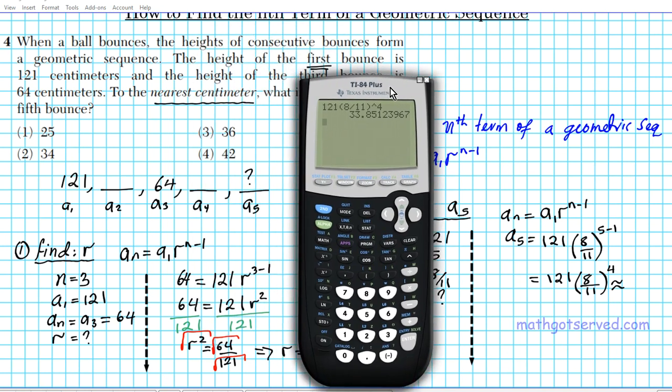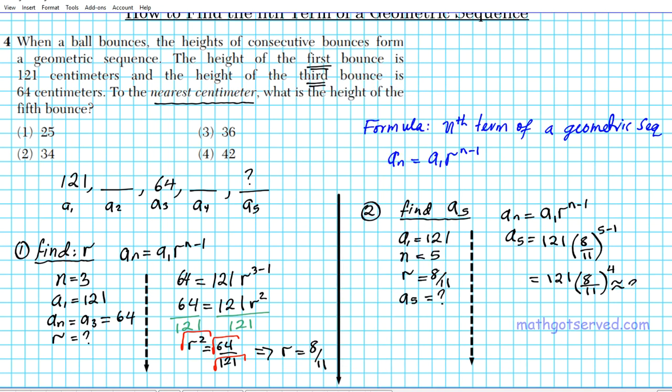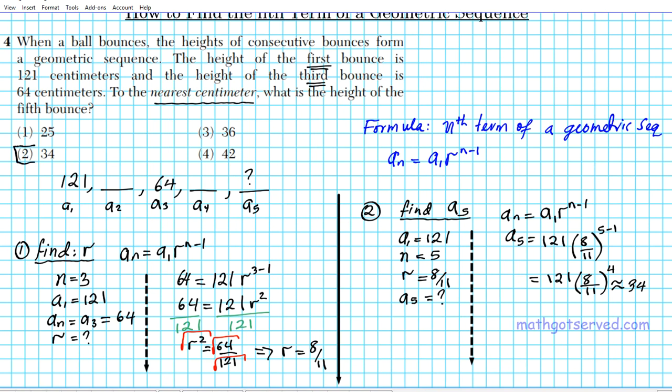33.8512397. If we round it to the nearest centimeter, it's going to be 34, because the number in the tenths place is 5 or greater, so you round up. The answer to question 4 is option number 2.